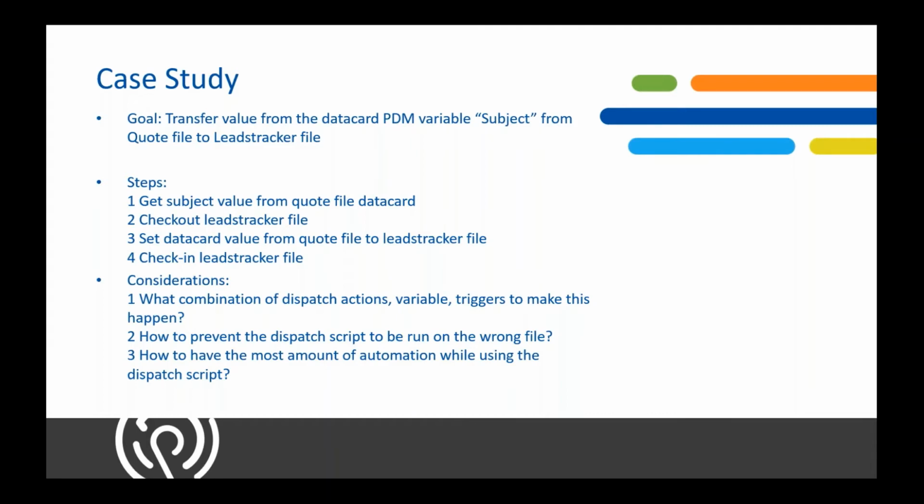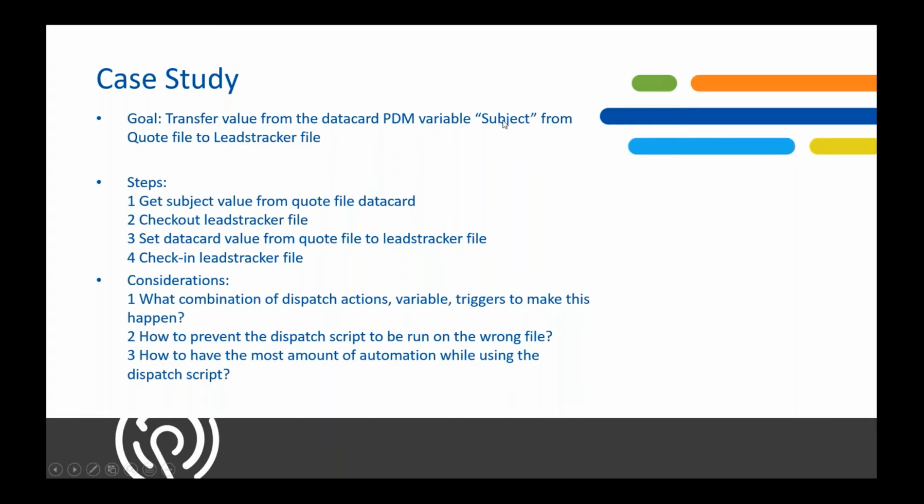So we're gonna go ahead and create a dispatch script that transfers a value from the quote file to the leads tracker file. And then you might be wondering, maybe this doesn't matter to me. Let me throw you another one. Maybe you wanted to update this value for multiple files. Maybe we had something important on the quote file, on the data card, that we wanted to be replicated, or have the same information, on 5 other files, right? So if we think about speed, we can use the dispatch script to do that for us.